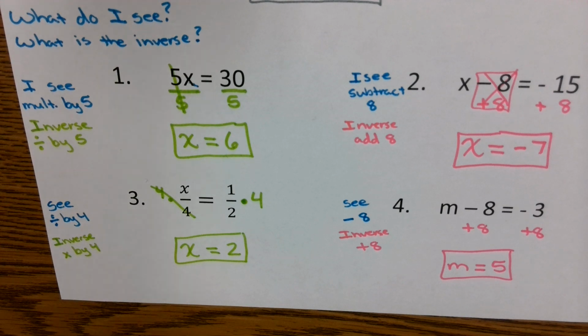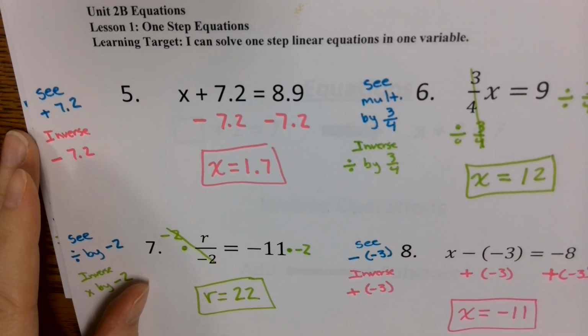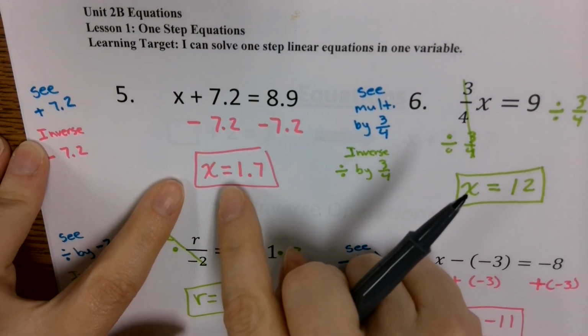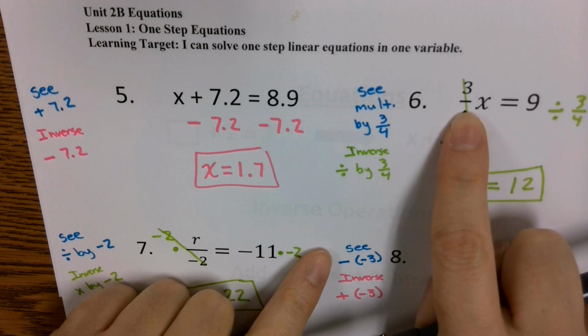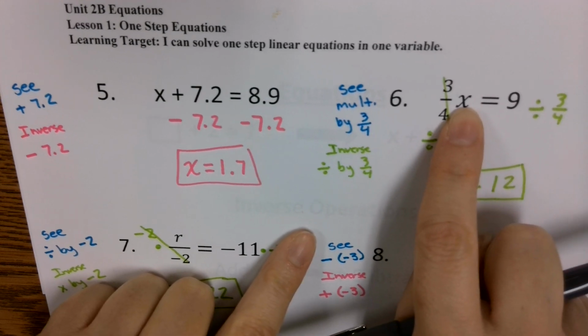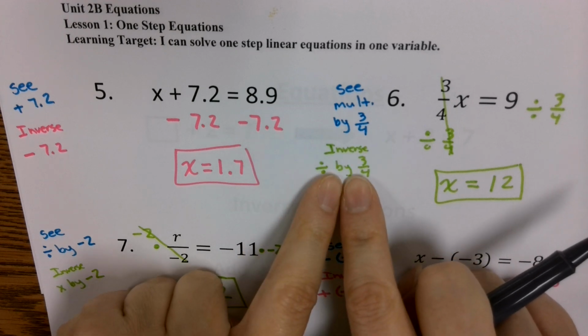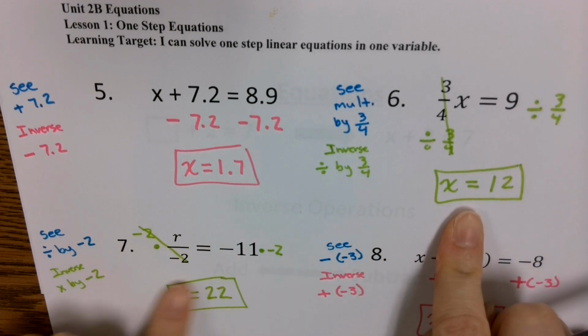Let's go over these. Okay, so for problem number 5, again, we see that there is addition, so we're going to use subtraction. We're going to subtract 7.2 on both sides and get x is equal to 1.7. For number 6, I see that this is multiplication. This is 3/4 times x is equal to 9. So instead of multiplying by 3/4, we're going to divide by 3/4. So 9 divided by 3/4 comes out to 12.